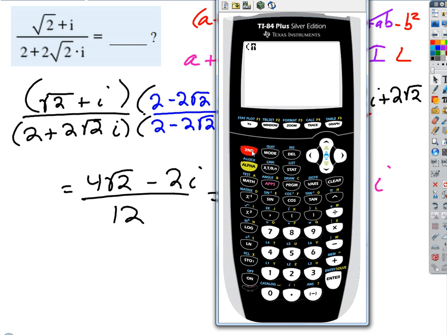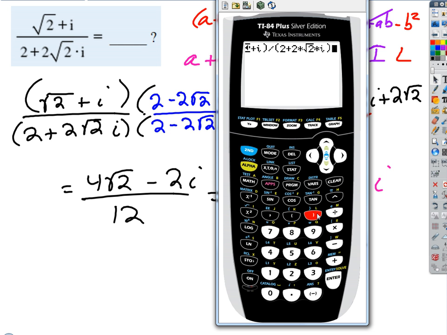So if I put in the square root of 2 times i. Remember, i is just behind the decimal point. Isn't it plus i? It is plus i. Thank you. Plus i, divided by, and I've got to put the whole denominator in parentheses, right? Divided by 2 plus 2 times square root of 2. Wait, do you have to put this? I don't think you need the times.